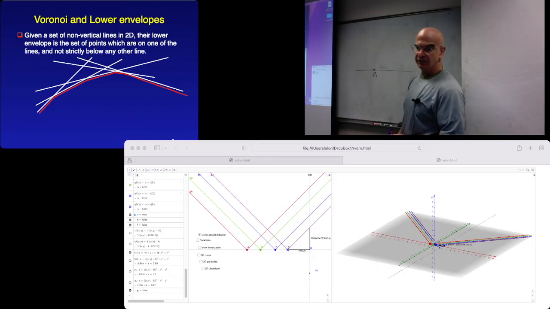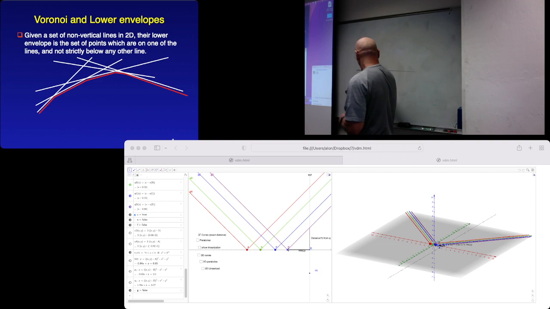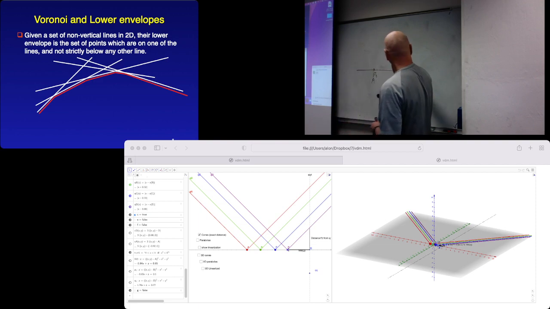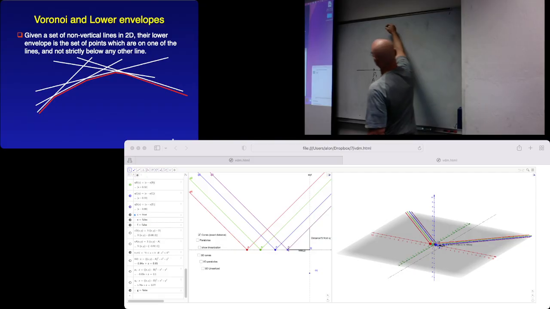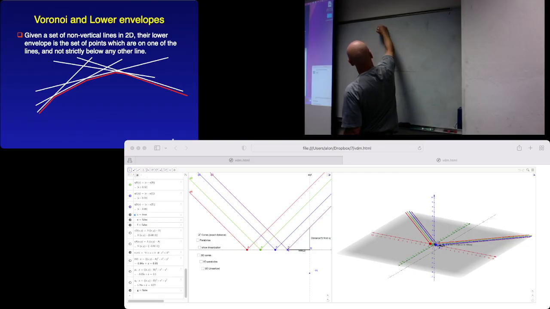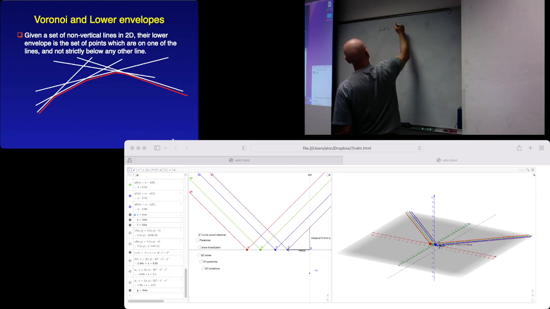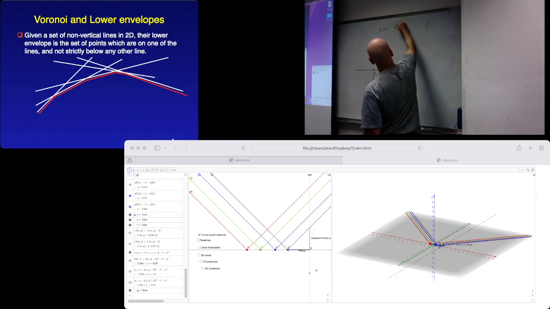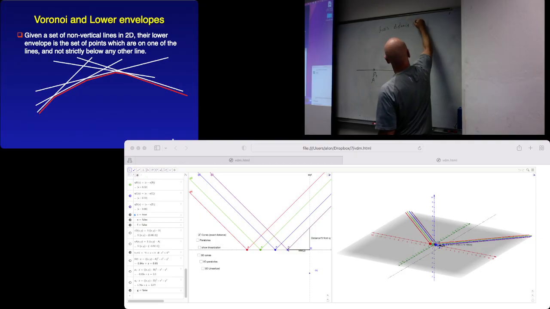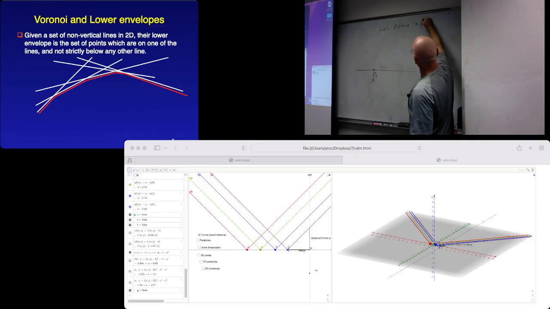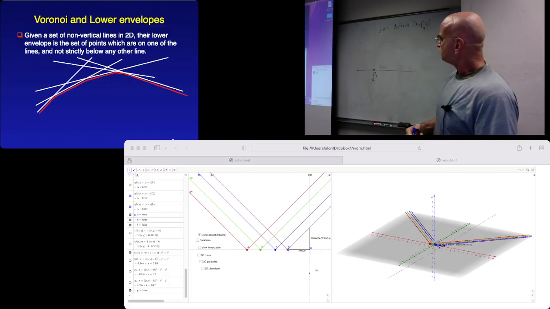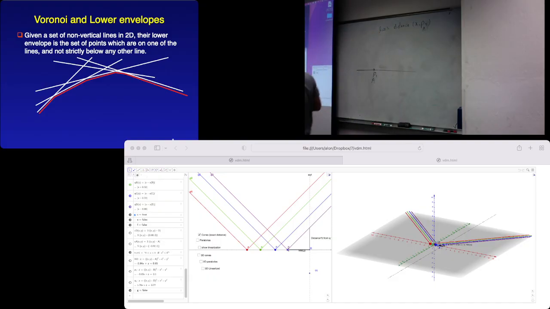Here's one of my points, P1 in the GeoGebra. I'll call it A, and I want to define a function f1 of x, which would be the distance from x to P1, or to A. Not too hard. For every point in the plane, I measure the distance to P1.